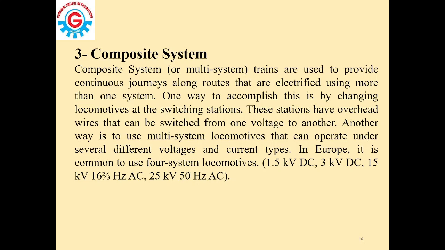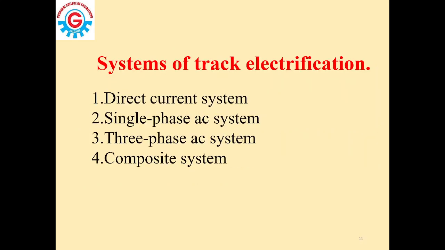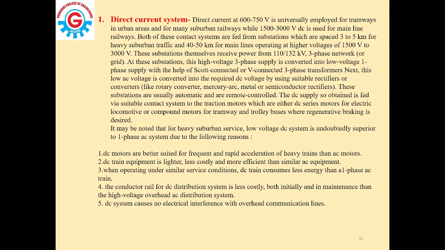In Europe, a 4-system locomotive is commonly used: 1.5 kV DC, 3 kV DC, 15 kV at a frequency of 50 Hz, and 25 kV AC 50 Hz. Now, the systems of track electrification. There are 4 systems of track electrification: the direct current system, the single phase AC system, the 3-phase AC system, and the composite type of system. First is the direct current system.